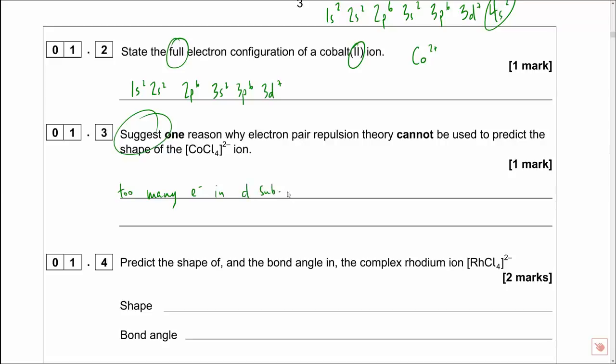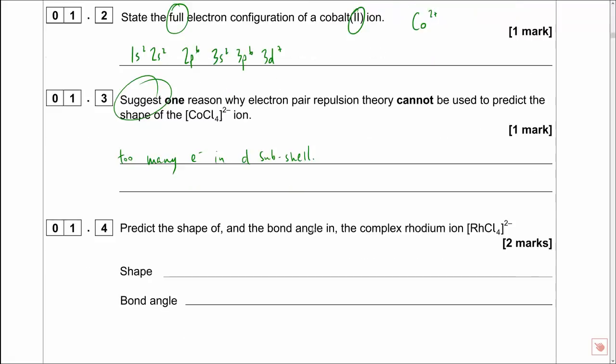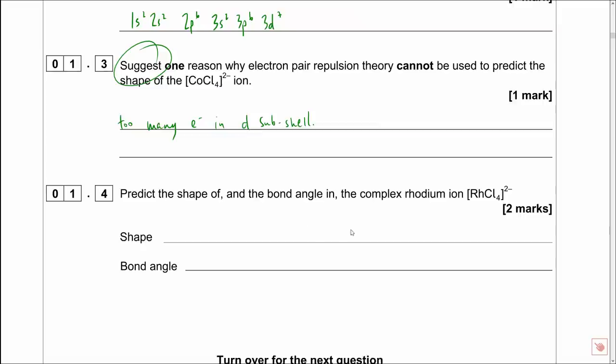In the D subshell, our shaping only really works when we're looking at the S block and the P block. It doesn't work when it comes to the idea of transition metals. And if you worked this out, you would find that although this is a tetrahedral shape, you would not find that that is actually the case. You'd have all sorts of lone pairs and things. It'd be a nightmare to work out. So that's the reason: there are too many electrons in the D subshell.